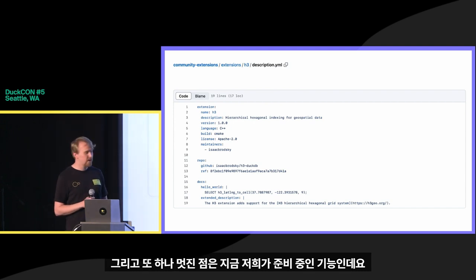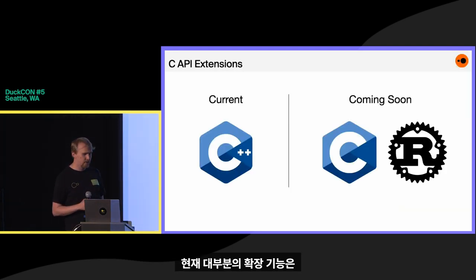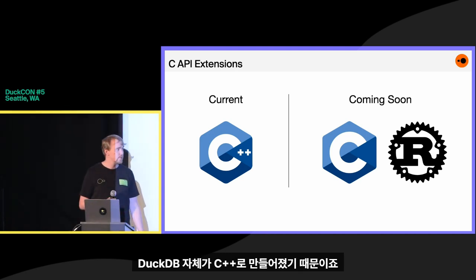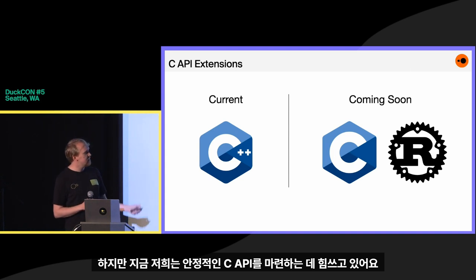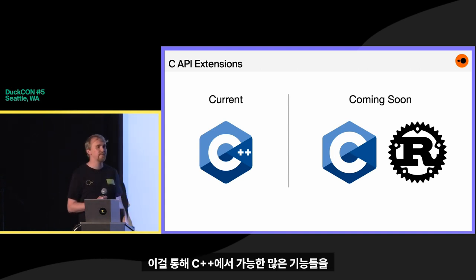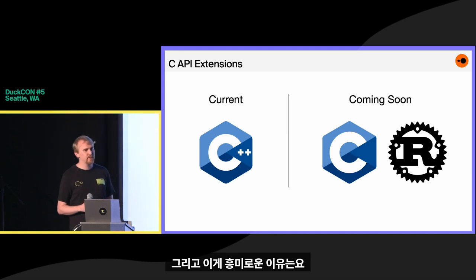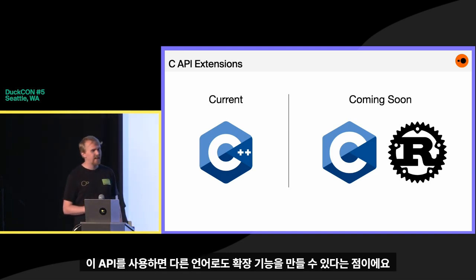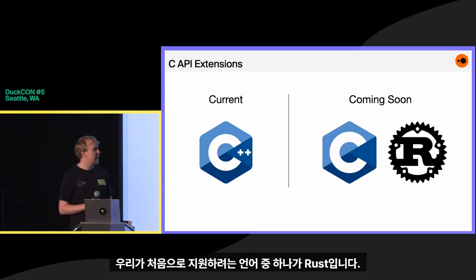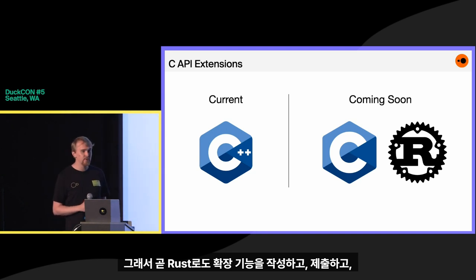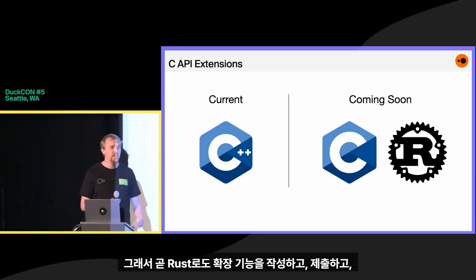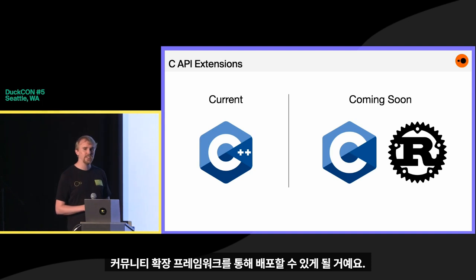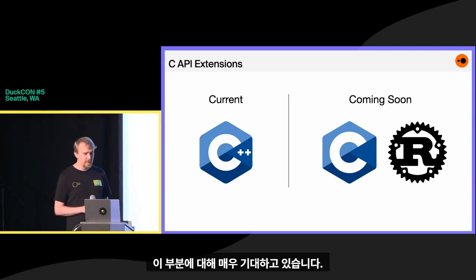And one of the cool things we are also currently working on: currently all these extensions are mostly written in C++, which is the same language that DuckDB itself is written in. But we're doing a push towards a stable C API that allows you to do many of the same things you can do in C++. And what's kind of cool about that, because C is a foundational language for computer programs, is that it allows you to build extensions in other languages using that API as well. One of the first languages we're targeting for that is Rust. So very soon you'll be able to write your extensions in Rust as well, submit them and have them distributed using the community extensions framework. So we're very excited about that.